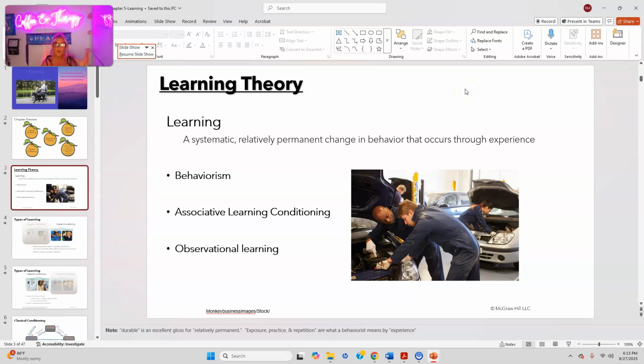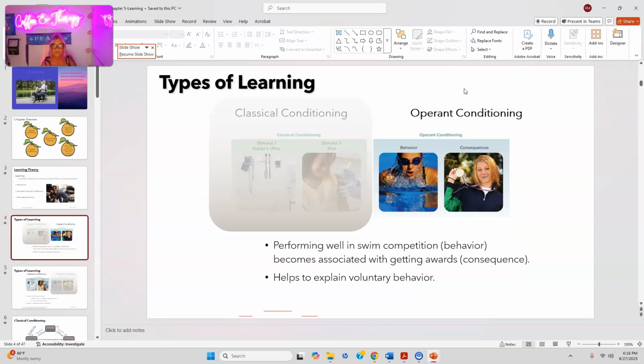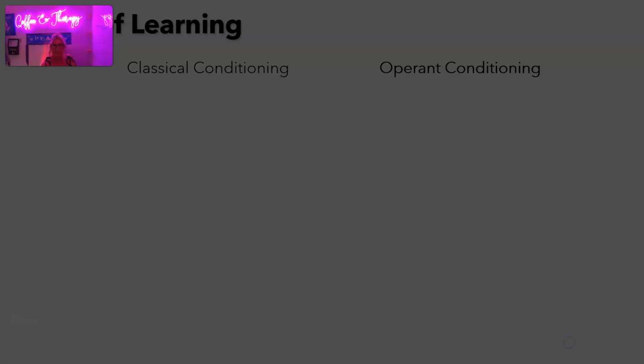So, how we do this learning is through three of these concepts: behaviorism, associative learning conditioning, and then observational learning. So, I'm going to break those down a little more as we go into this. All right, so let me put this one in presentation mode.